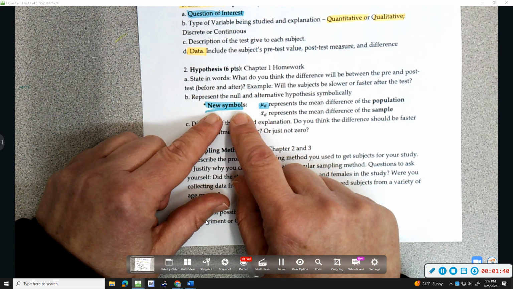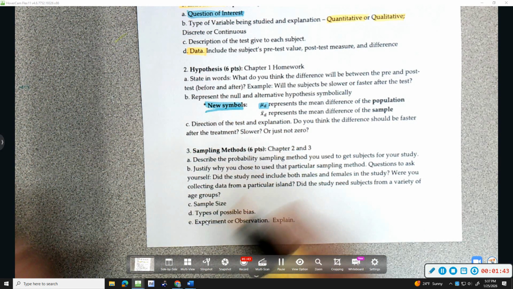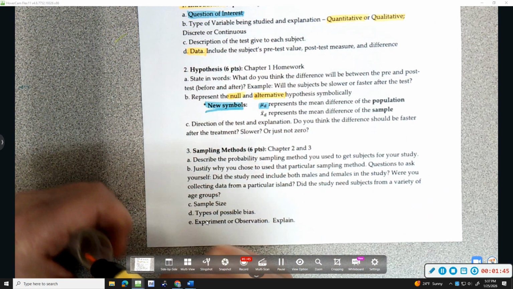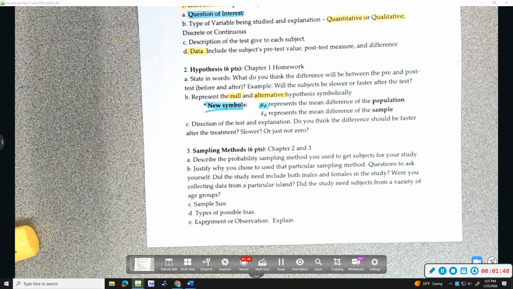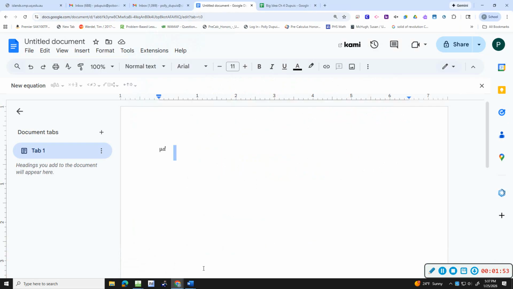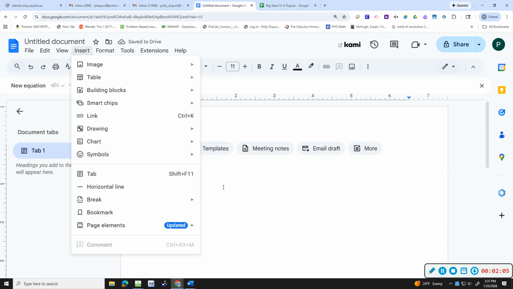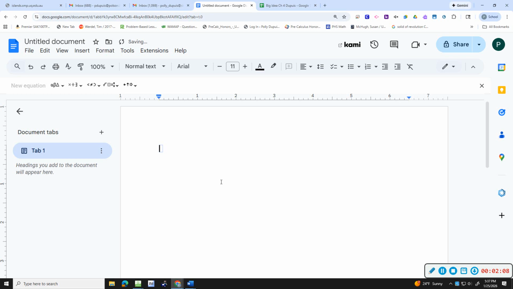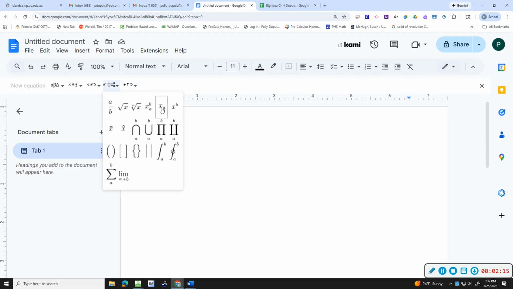You do need to write your null and alternative hypothesis, and you will need to use these symbols. So if I go into Google Docs, and I want to find the symbols, the way I have it written here, D needs to be a subscript. Where did I find those symbols? If you go up to Insert, down to Symbols, down to Equation, under Equation, you have these items come up, and you want mu with a subscript of a D. So if I look here, I can see this is a subscript.